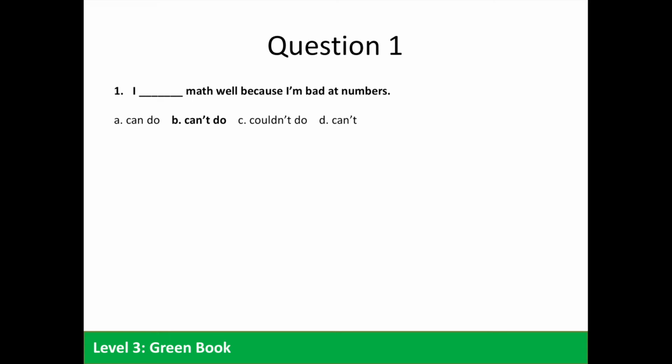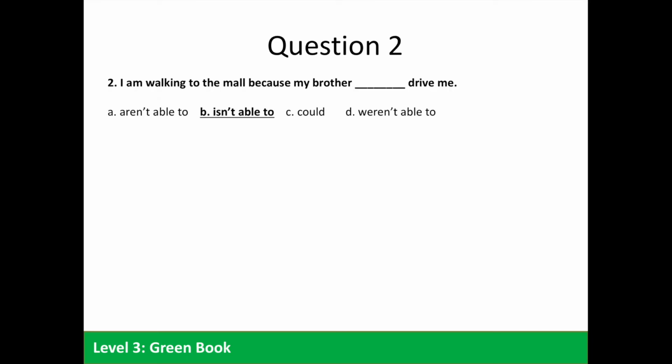Question 1. I blank math well because I'm bad at numbers. Again, we're talking about something in the present. We know because we have the present tense of the be verb with I'm. So we need can or can't. We have a clue. Bad at numbers means I don't do math. So B, can't do math, is the correct answer.